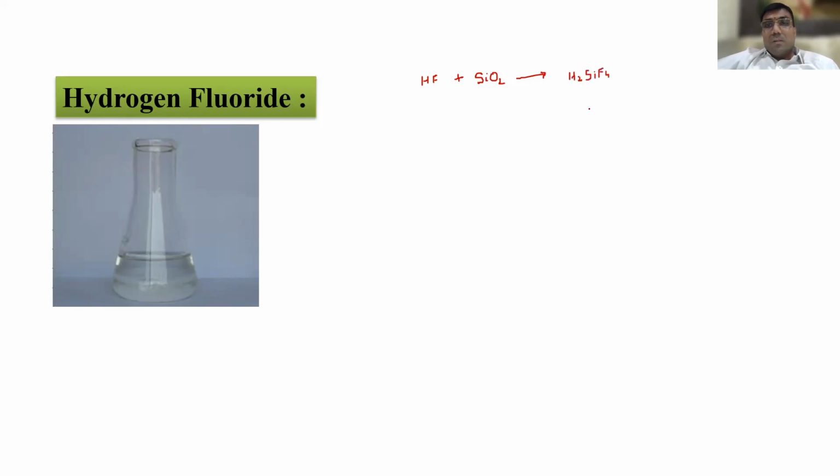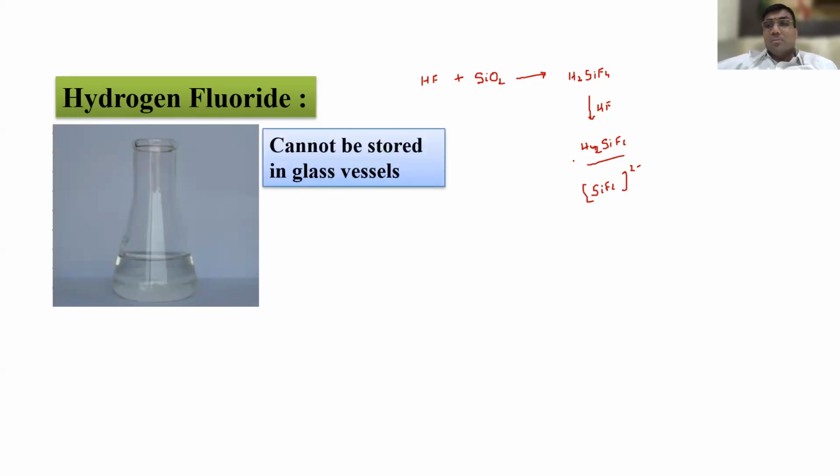Again, this reacts further. The whole sequence is asked in the exam. So with HF it forms H2SiF6. That means SiF6 2 minus. This is called fluorosilicic acid. So HF should not be stored in glass. Very important. It cannot be stored in glass vessels. This sequence is very, very important.